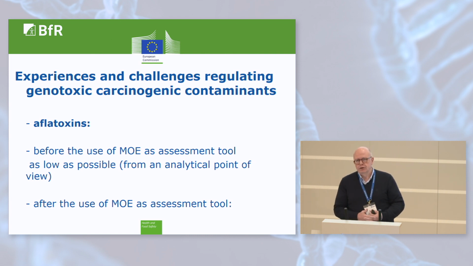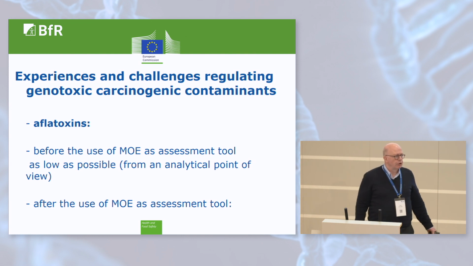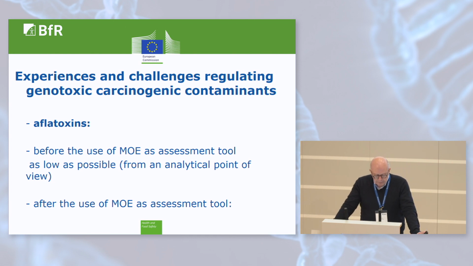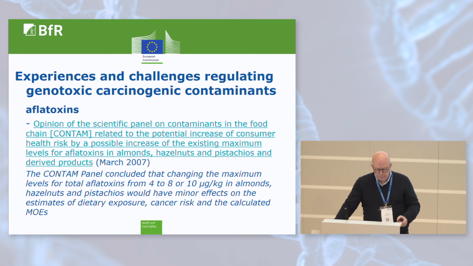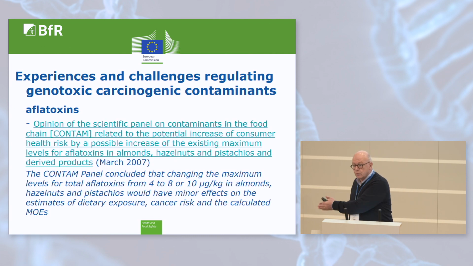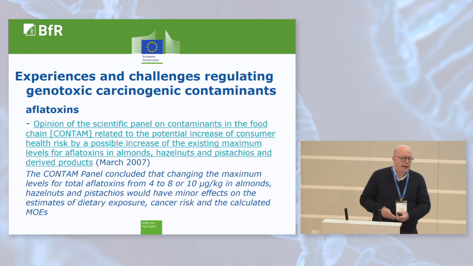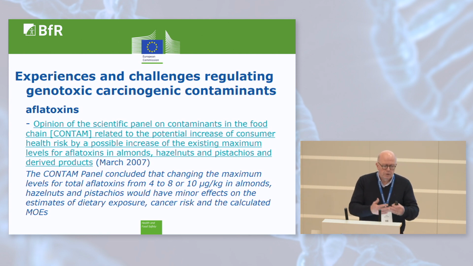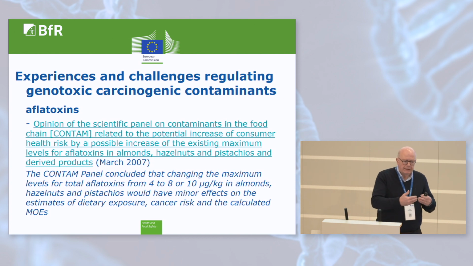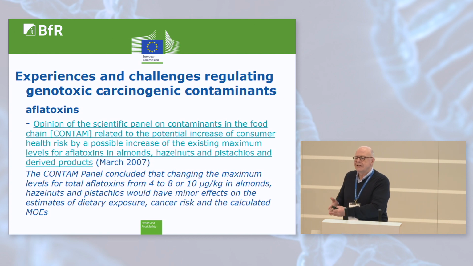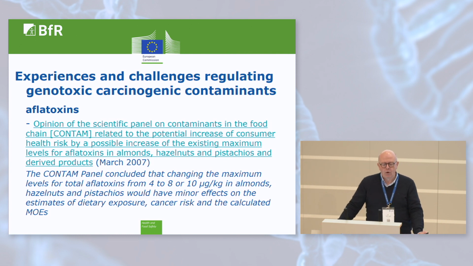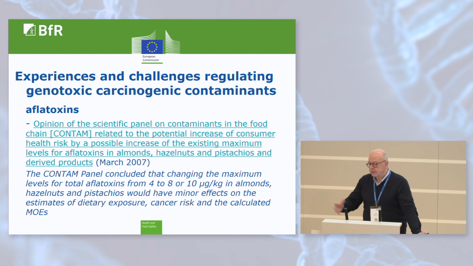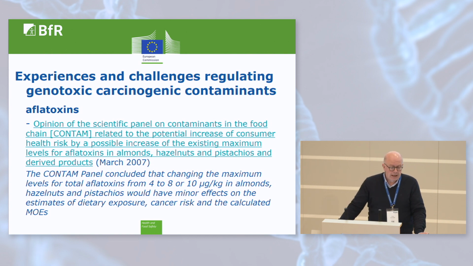Then we had the discussions also in Codex, and there was the request to have a Codex position on maximum levels for aflatoxins in hazelnuts, pistachios, and also almonds. And of course, there was the discussion to set higher levels than the ones we had set back in 2000. We did believe from a technical point of view that the levels might be a bit higher, because the 2 and the 4 were not really achievable following good practices at all stages. But of course, we had to make sure that it is also not creating a public health concern.